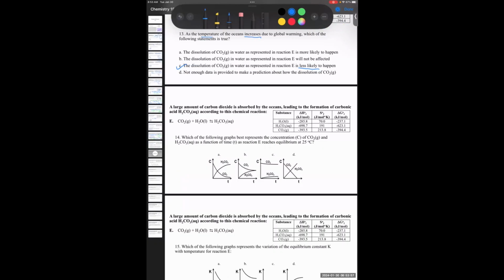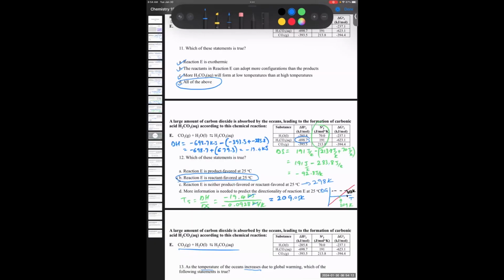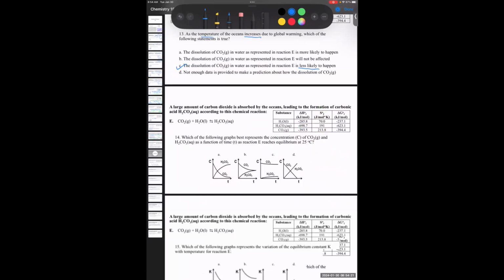Which of the following graphs best represents the concentration of H2O, CO2 and H2CO3 as a function of time as the reaction reaches equilibrium at 25 degrees Celsius? At 25 degrees Celsius, we decided the reaction is reactant favored. Where did we do it? Yeah, here. The reaction is reactant favored, delta G is positive, therefore we should have more reactants than products.